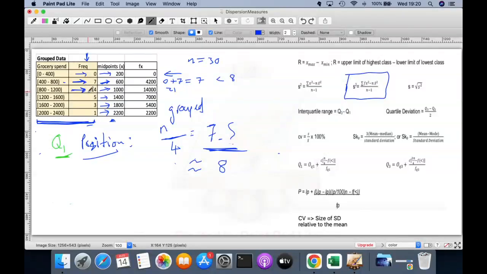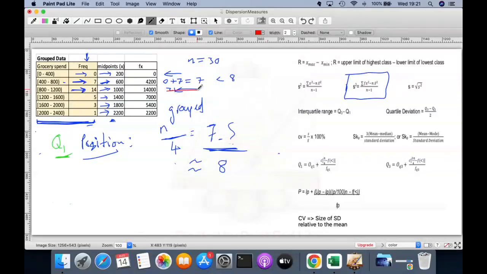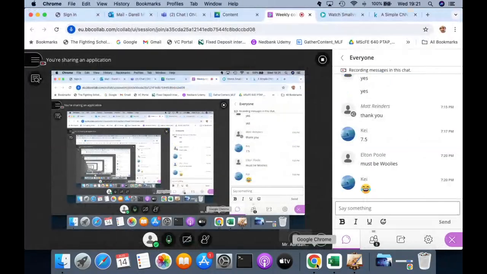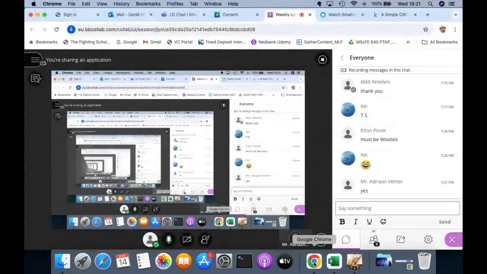This is the interval where the first quartile person would be. I'm going to mark it with a color, because we're going to use this interval to determine all the values in the formula. This interval is our first quartile interval. Does everyone understand how to get this interval for the first quartile, and how we use the position to determine it? Before I move on, I want to make sure everyone understands that.